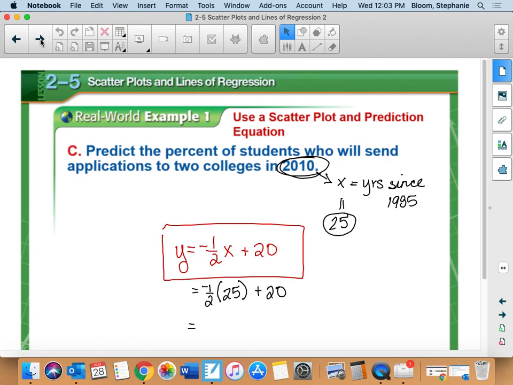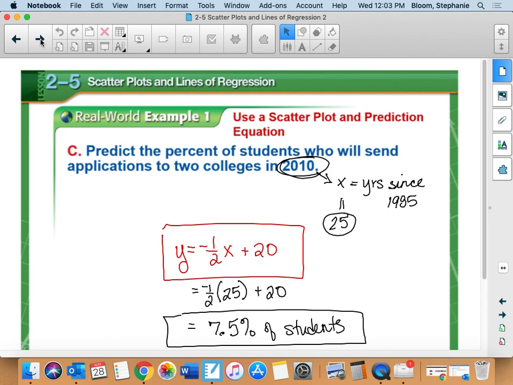And my prediction of the percent of students will be 7.5% of students. So you're going to get a more accurate prediction if you use your equation versus just looking at your graph where you're looking at that line here. Let's say this was the line of best fit that we used, and really you're just guessing. So it's like, okay, year 2010 is somewhere over here, and then I'm just guessing where I think that line is going to be. This is going to be a little bit more accurate.